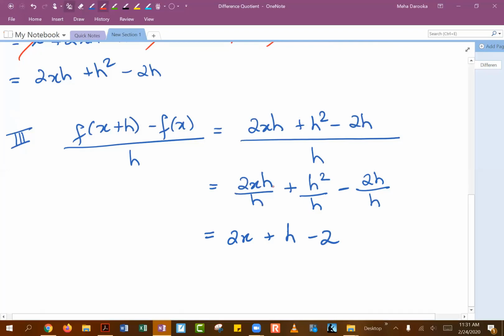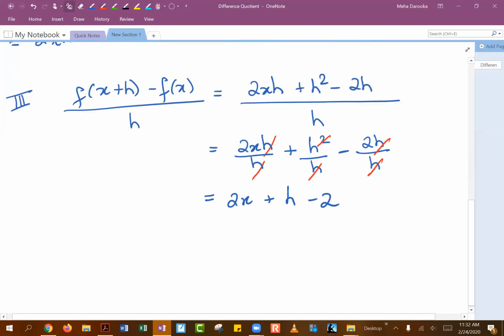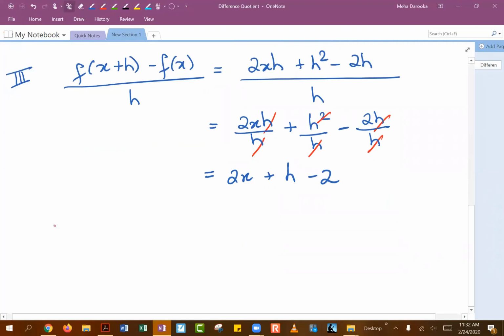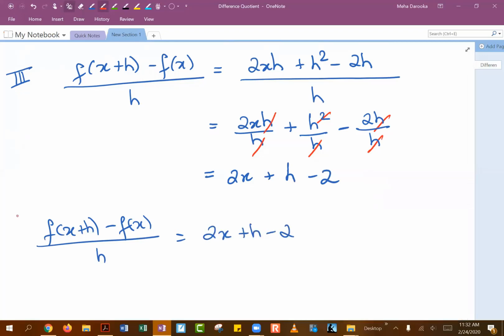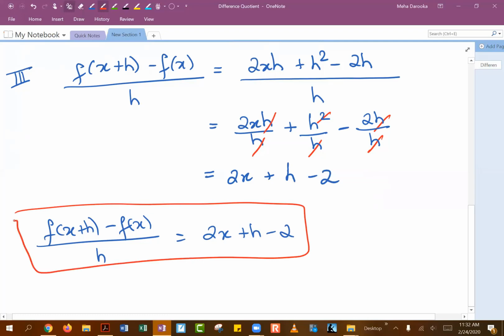So from each of these, one h cancels out. And then whatever didn't cancel out stays behind. And your final result is going to be this here, 2x plus h minus 2. This is our difference quotient.